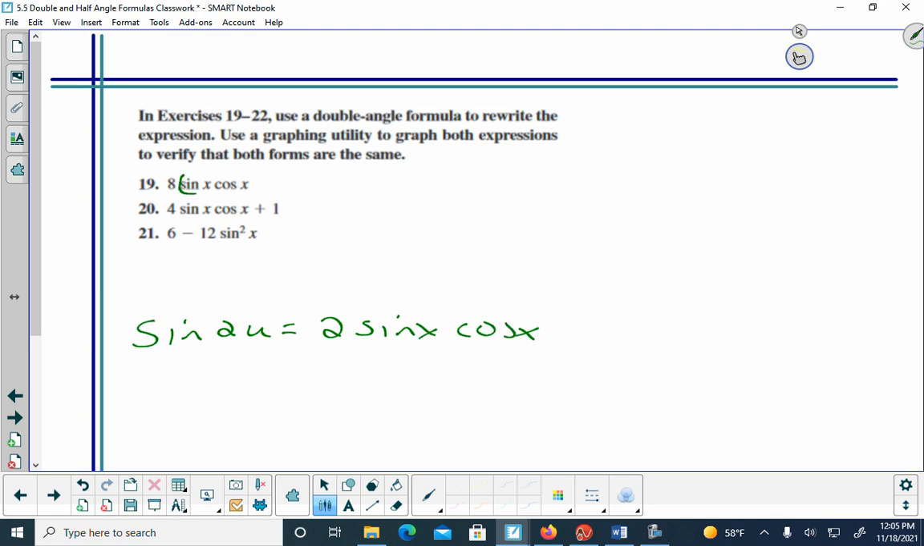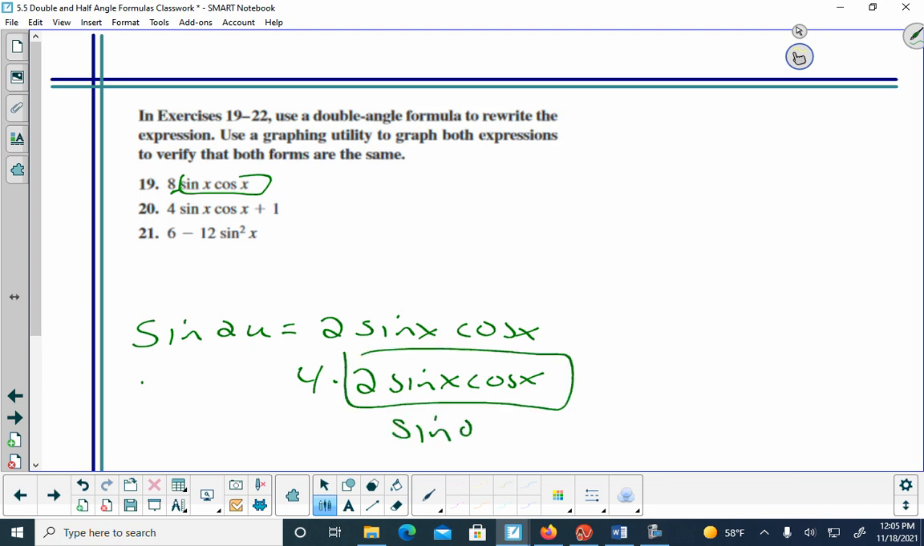I have that sine x cosine x, but instead of having this 8, I might think of that as 4 times 2 sine x cosine x. So this is going to be sine 2u, or 2x I should say, because they had an x, so 2x. And then I have that 4 out in front. So this would be my final answer for number 19.